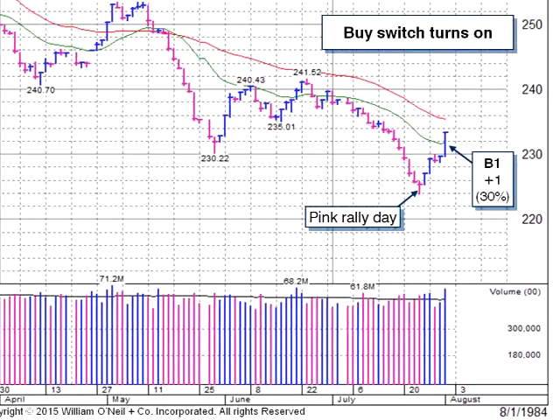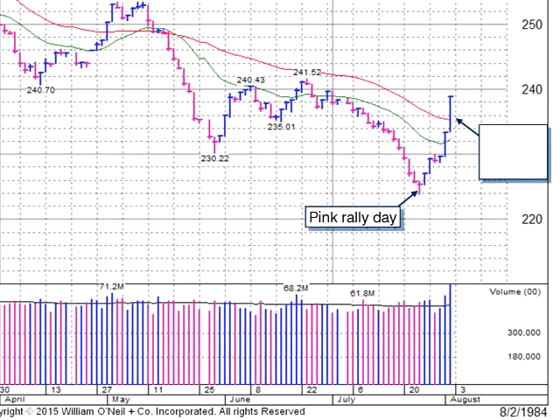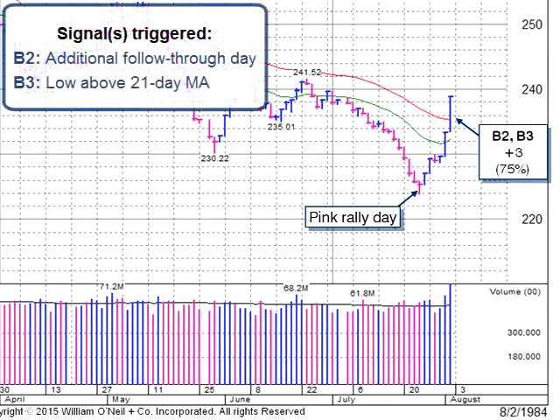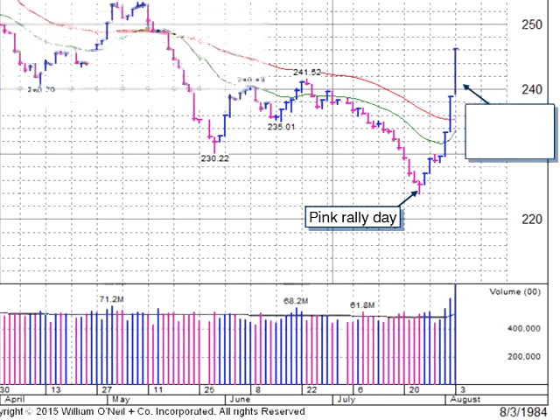So you get your follow-through day here. The next day you get another couple buy signals. What do you think those might be? B3, right? You're back above the 21 day, and you have a huge day on higher volume than the previous day, so that's an additional follow-through. So now we're at a +3. That would indicate 75% exposure.